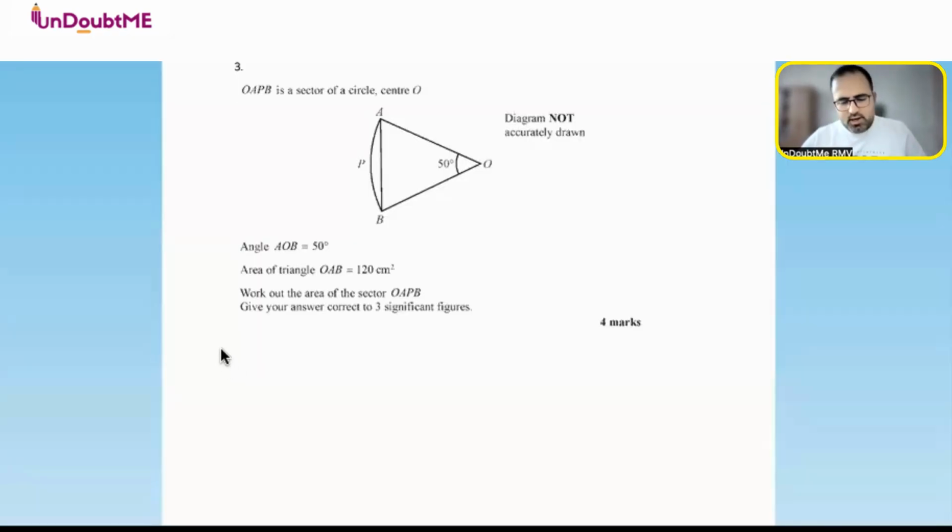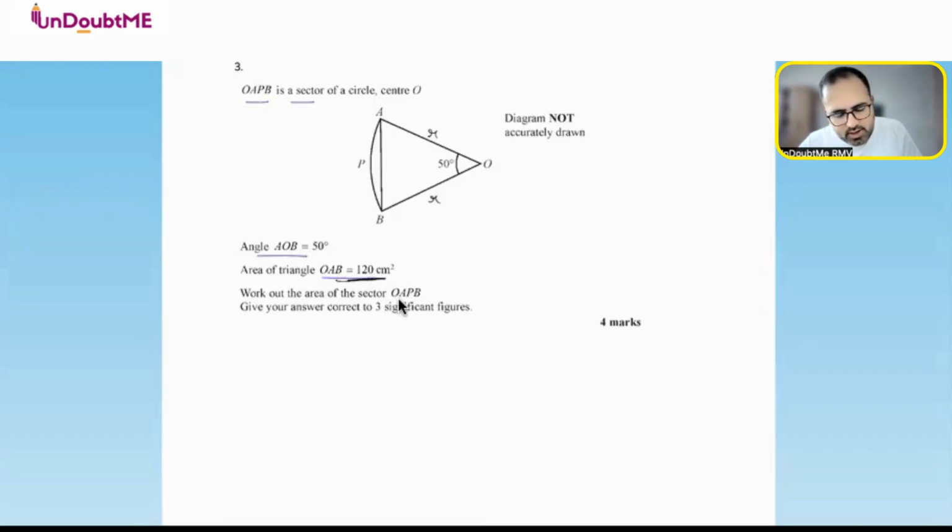Now in this question, it has been given that OAPB is a sector of a circle. Angle AOB is 50 as shown in the diagram. Area of triangle OAB is 120. Since OAPB is a sector of a circle, O is the center, so it is obvious that OA and OB will be radii. They are equal as well. If required, we can use that equality, but right now they are radii. And then the area of the triangle is given. We can use the formula for area of a triangle to get the radius that will be required later.